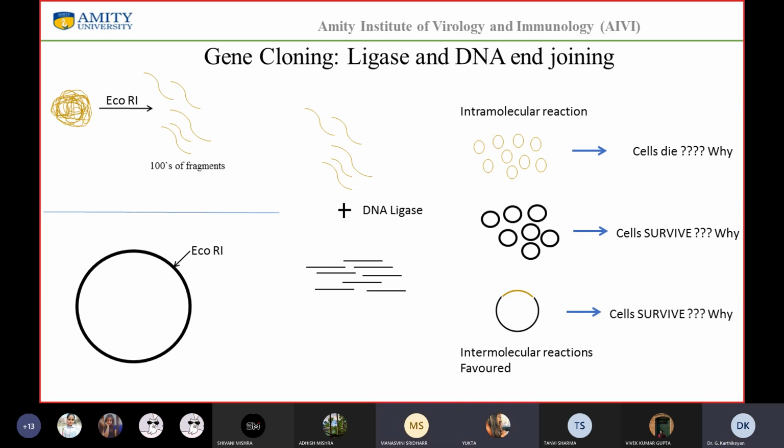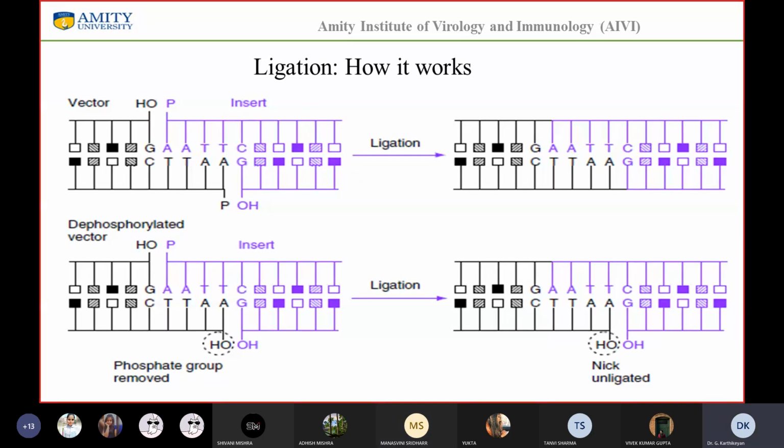Okay, so typically at the molecular level, how does ligation work? Remember I said ligation is nothing but the formation of a phosphodiester bond between the 5' phosphate and the 3' hydroxyl, right? So when your vector DNA and your insert come together by complementary base pairing, you have a hydroxyl group in the vector and a phosphate group in the insert. Similarly, you will have a hydroxyl group in the insert and a phosphate group in the vector.